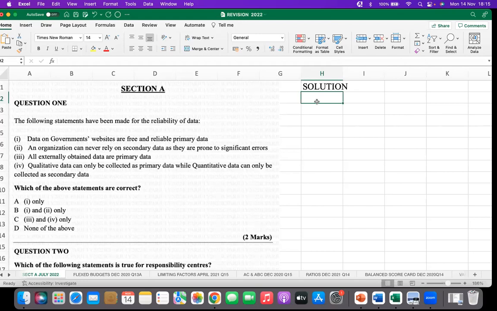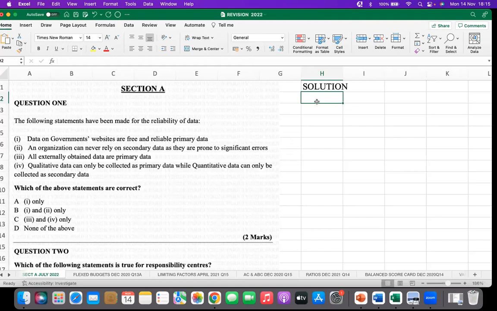So the following statements have been made for the reliability of data. Remember, data that is collected should be reliable. Information is reliable if it is from the right source. Information is reliable if it is free from bias and errors, and it is also complete. So the question is asking you, which of the above statements are correct?